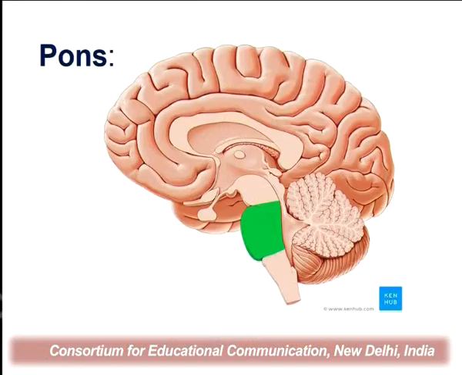Now, pons. So this is the part of the brain. We can see the green one, pons. Found in the brain stem, the pons connects the medulla oblongata and the thalamus. It is composed of tracts responsible for relaying impulses from the motor cortex to the cerebellum, medulla and the thalamus.